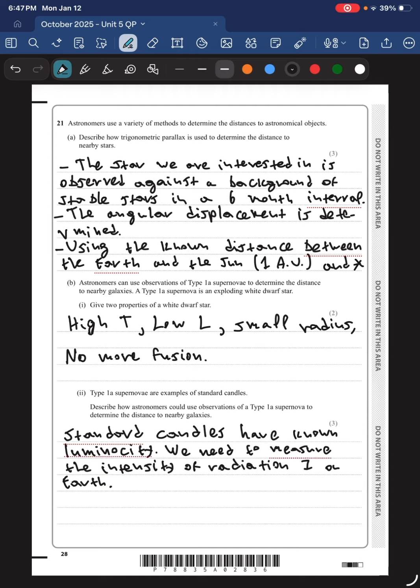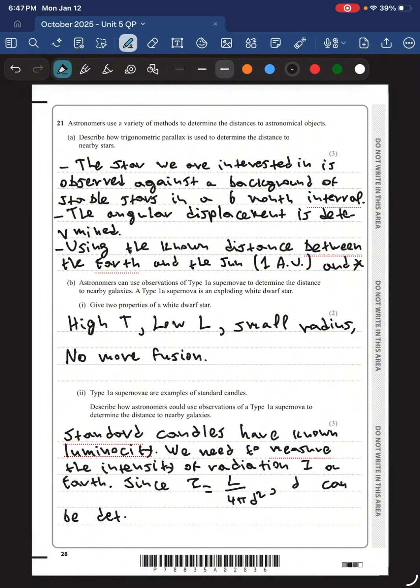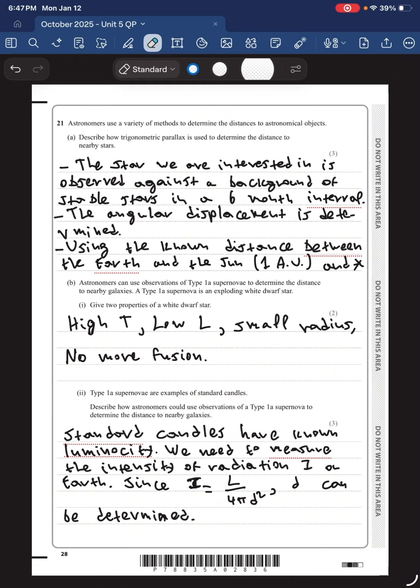Okay, and since I is L over 4 pi d squared, d, not d squared, okay. D squared is a brand of clothes, I think. So d can be determined. Okay, we know the luminosity. So that's I. I'm sorry for the terrible handwriting. So that's I, and that's also I. Okay.